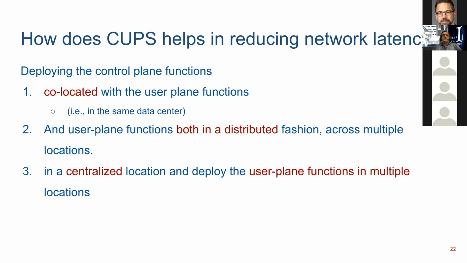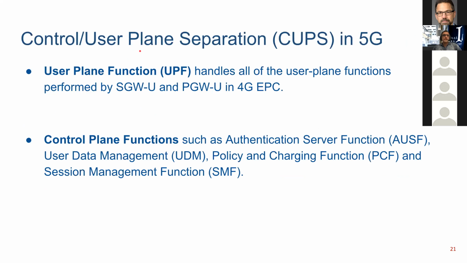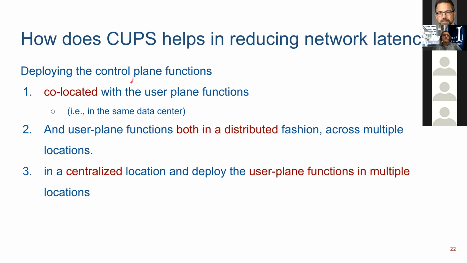But how can CUPS help to reduce network traffic? Remember that with CUPS, we separate the user and control plane. So we have a loosely coupled design. With that, we can put the control plane with the user plane in the same place, like a data center. We can also distribute both of them completely, for example on the Cloud RAN. Or the control plane could be centralized and we have multiple user planes in different locations. So we can go with different deployments based on our architecture and needs.